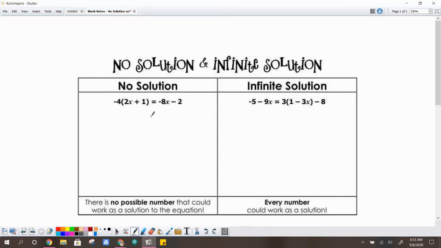So we're going to continue talking about multi-step equations, but there's two extra types of solutions you can have. So we've been working with problems with one solution, but you can also have no solution or infinite solutions. So the first one we want to look at is a no solution problem.